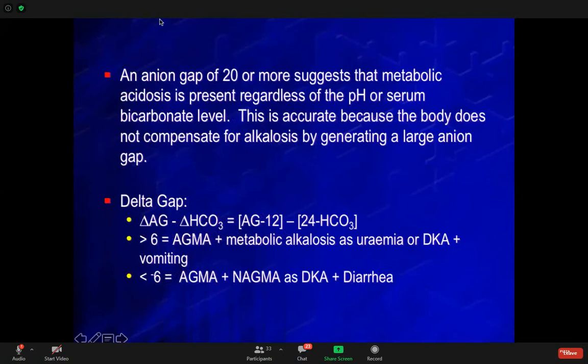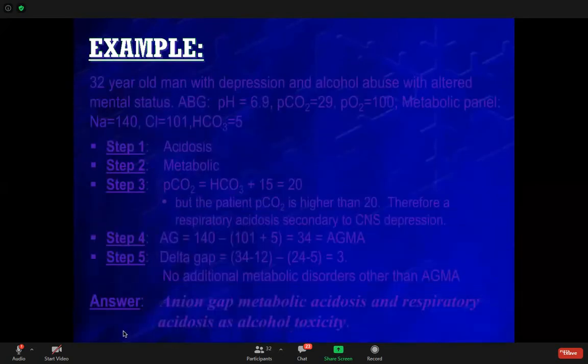So basically, even if your pH is 7.4, but you have a high anion gap, it means that you have metabolic acidosis, because the body does not compensate for alkalosis by generating a large anion gap. Okay, and don't forget step 5, we measure the delta gap. If it's more than 6, there's an anion gap plus metabolic alkalosis, like if you have DKA and you're vomiting. If it's less than -6, you have both anion gap and non-anion gap metabolic acidosis. So let's go for an example.